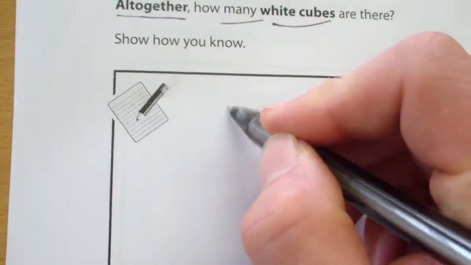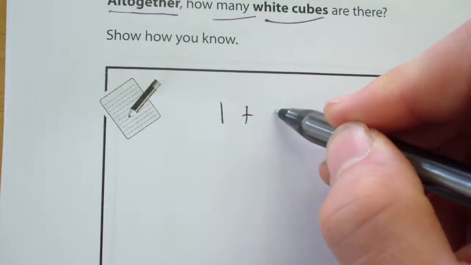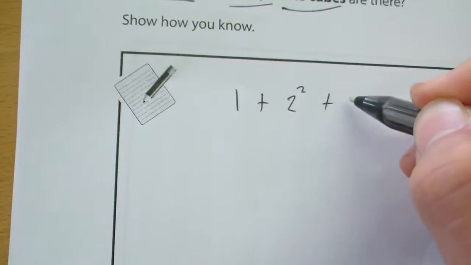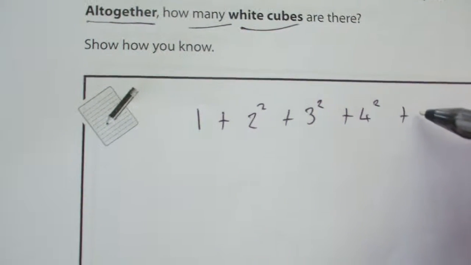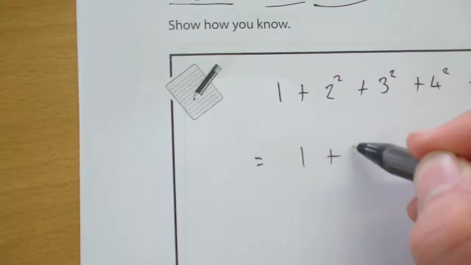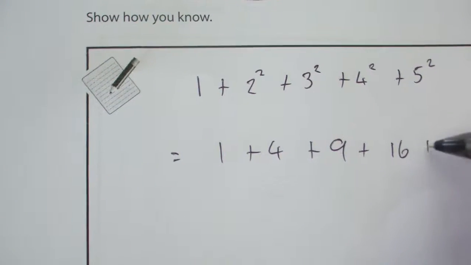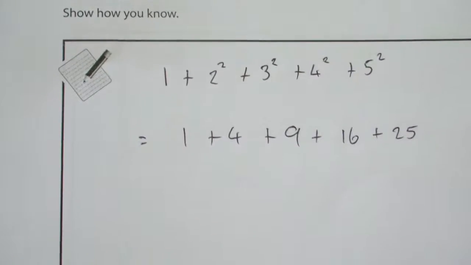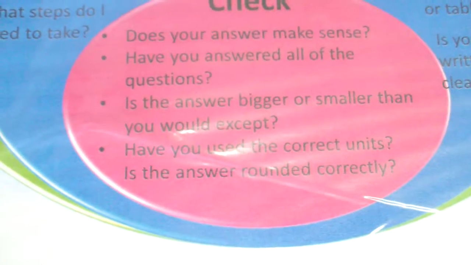So we've got 1 in the 3rd layer down, plus 2 squared, plus 3 squared, plus 4 squared, plus 5 squared, and that will work out as 1 plus 4 plus 9 plus 16 plus 25 to give you an answer of 55 white cubes.